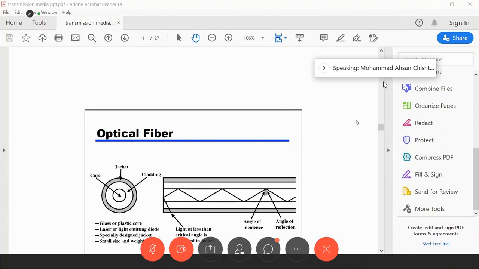Optical transmission has three main components. The first component that we come across is the light source. The second component that we have is the transmission medium, that is the fiber that we have. And the third component that we have is the detector.